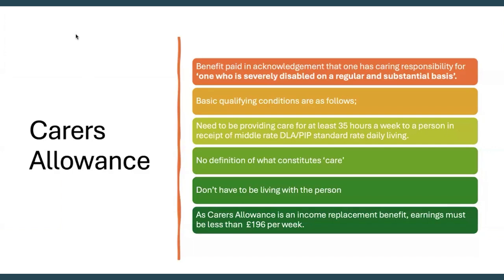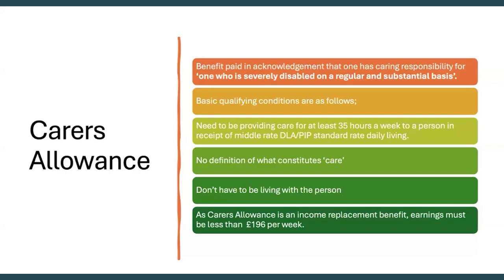So carer's allowance. Carer's allowance is a benefit paid in acknowledgement that one has caring responsibilities for one who is severely disabled. So meaning someone's in receipt of a disability benefit like DLA or PIP on a regular and substantial basis. So the basic qualifying conditions are as follows.